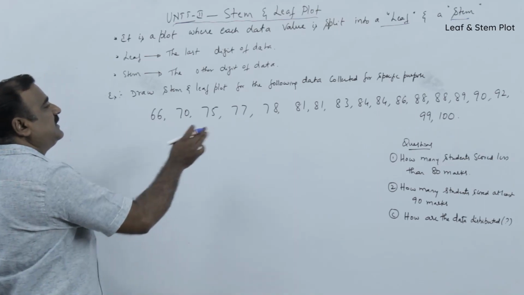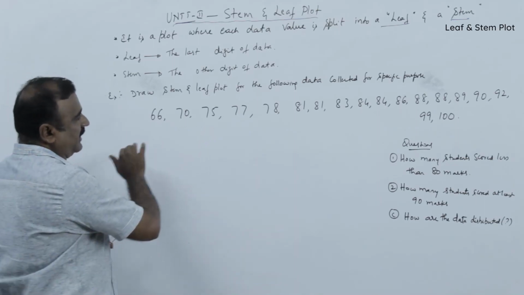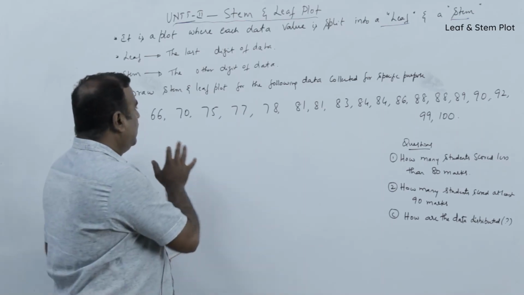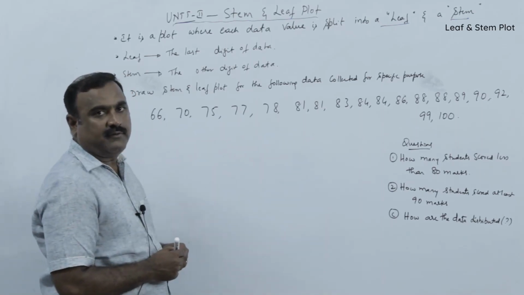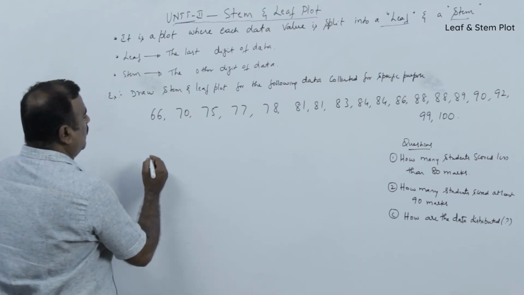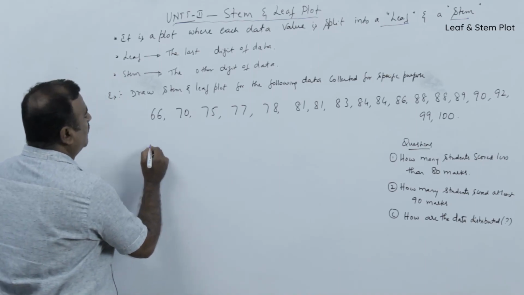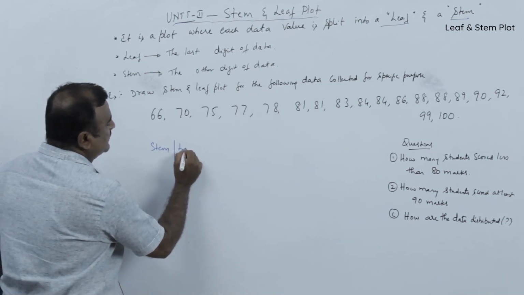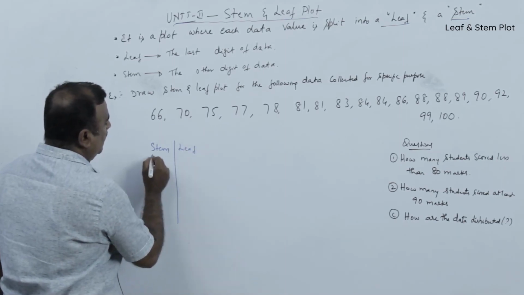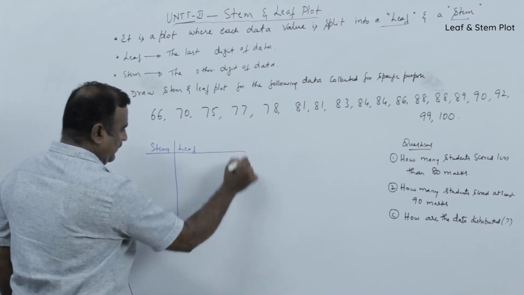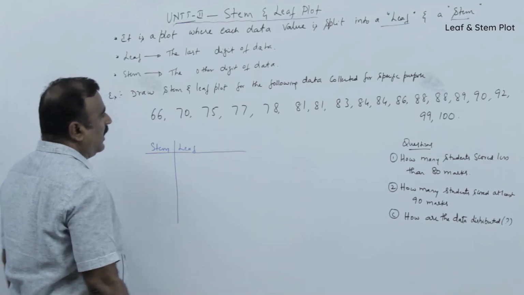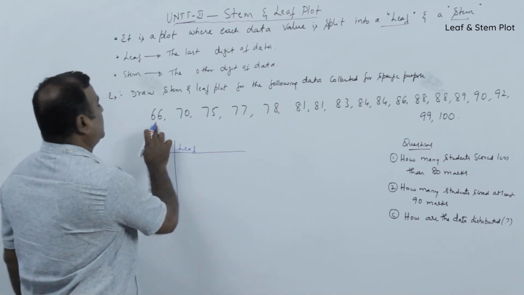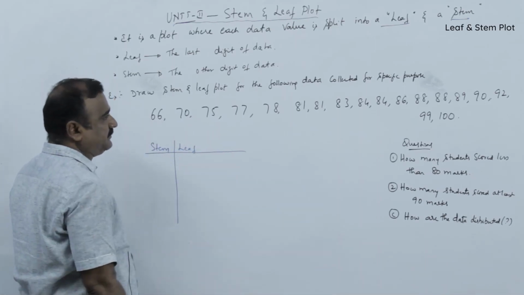If you see this data, it is already organized, in ascending order, and it is in the right form. For the stem and leaf plot, you take one column here as the stem, and this is the leaf. For the leaf, make the row a little bit bigger. Now you can see that the range is from 66 to 100.